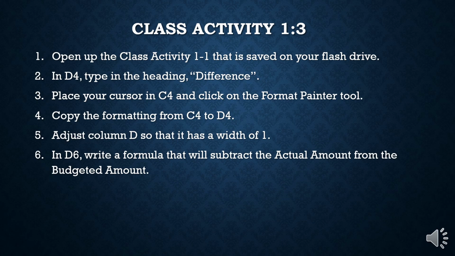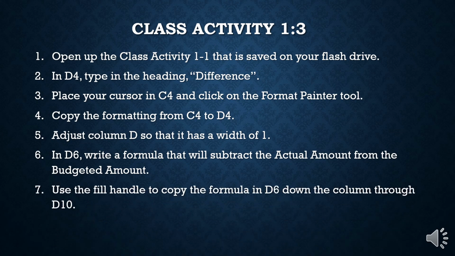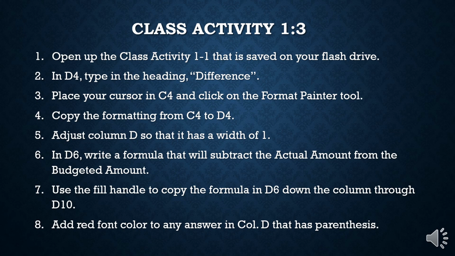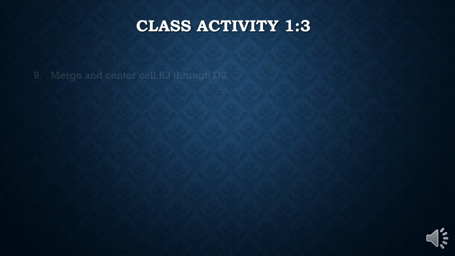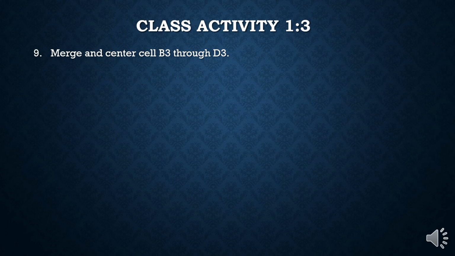In D6, write a formula that will subtract the actual amount from the budgeted amount. Use the fill handle to copy the formula in D6 down the column through D10. Add red font color to any answer in column D that has parentheses. Then merge and center cell B3 through D3. Merge and center cell A1 through D1.